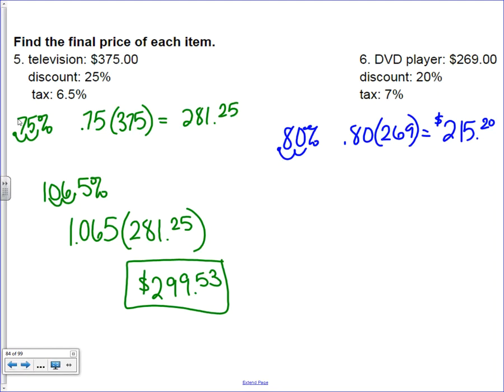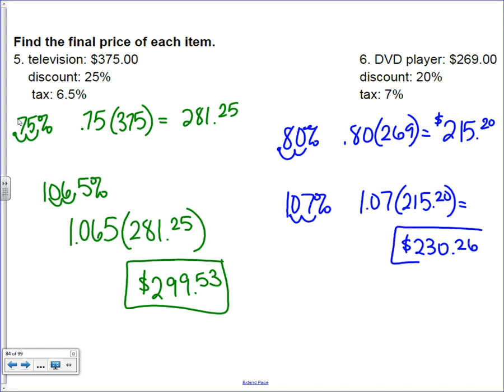Now I'm going to be taxed. So now I need to pay 107% of what I was discounted. Move that 2 spots, gives me 1.07 times $215.20. Be careful when you're rounding here, and you get $230.26. Okay, so that's just kind of our intro into tax and discounts.